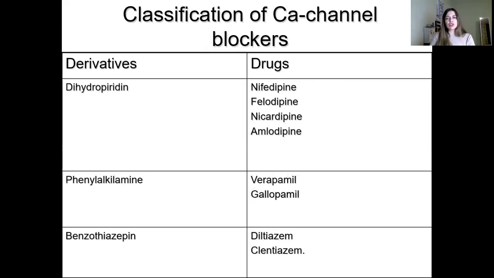Okay, the classification of the calcium channel blockers. Calcium channel blockers are also drugs which can dilate the blood vessels and reduce the heart demand for oxygen. So here you can see the chemical classifications, and here are the drug names which you should remember. Nifedipine, felodipine, amlodipine, the most widely used, verapamil, gallopamil, diltiazem.